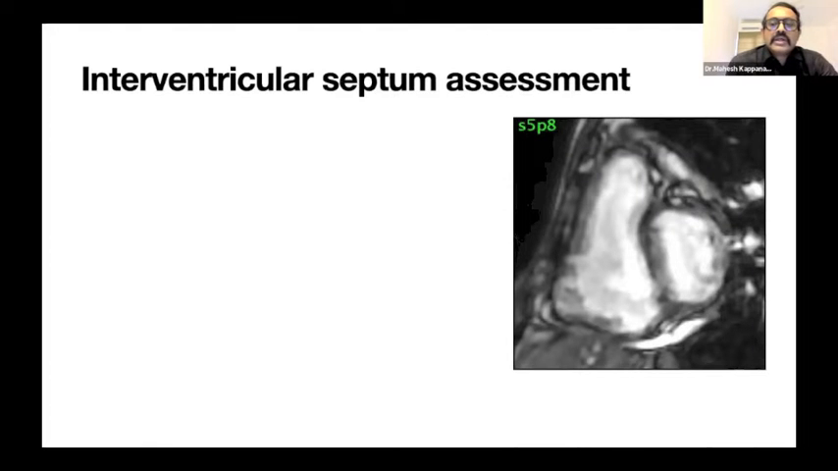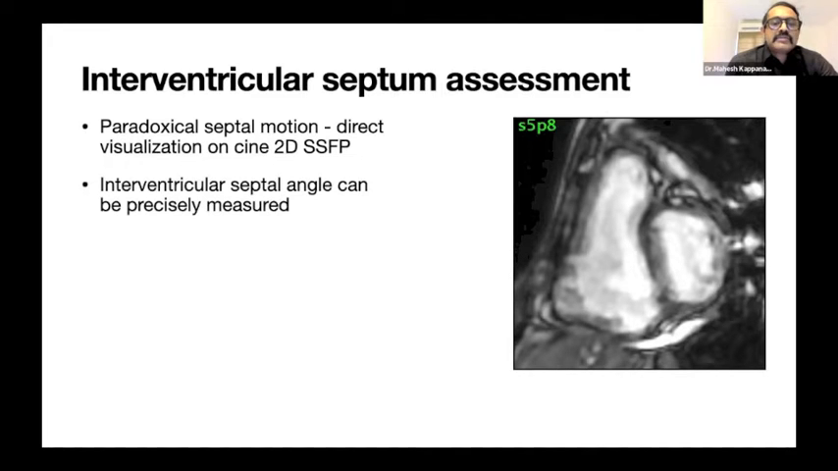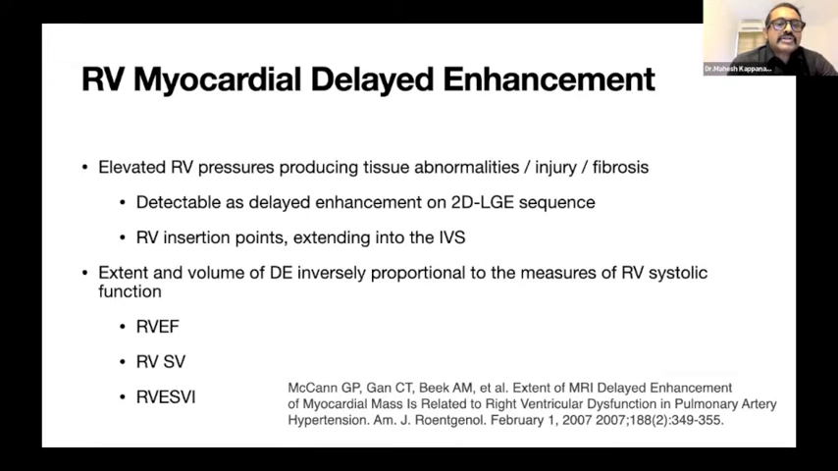The interventricular septum is an important indicator of the pulmonary artery hypertension because in accordance with the RVSP and the LVSP ratio, the bowing of the interventricular septum is a good indicator of the elevated RVSP. The paradoxical septal motion can be seen very clearly on the 2D SSFP sequences. Not only can you see these images, you can also precisely measure the interventricular septal angle on these sequences and use formulae based on the ratio of the curvature of the interventricular septum to the curvature of the LV free wall to get a reasonable estimate of the RV systolic pressures.